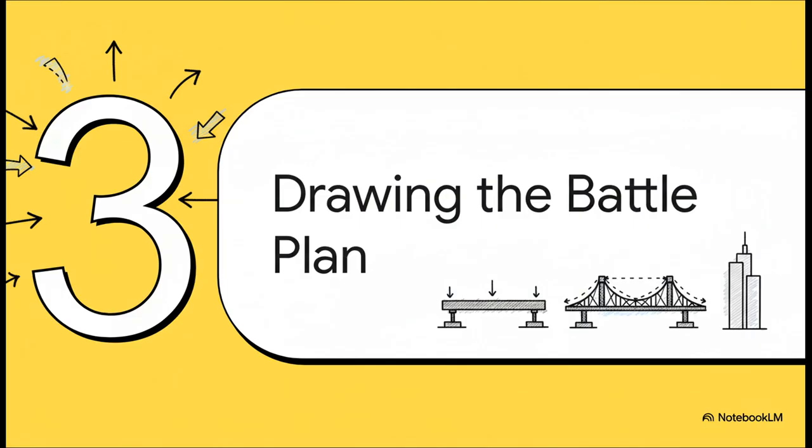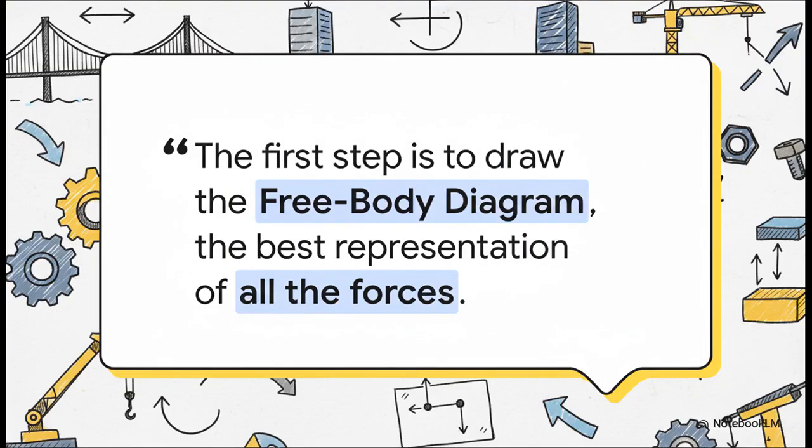Okay, so once we can describe the forces, how do we organize them all? How do we see the whole picture? For that, we need our second tool. We need a way to visualize the problem. This right here is a non-negotiable rule in engineering. Seriously, before you write a single equation, you have to draw what's called a free body diagram, or an FBD. It's like the battle plan that shows every single force involved in the fight.